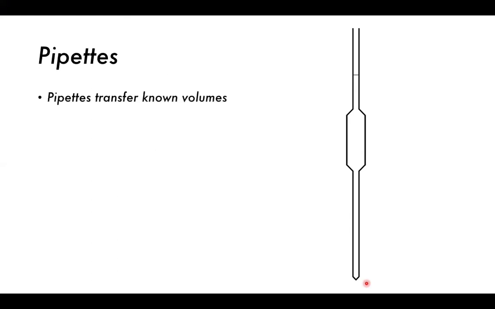A pipette then. Pipettes are used to transfer known volumes. A pipette such as the one here has a graduation mark, or a calibration mark, and so the volume is known specifically for this. So it is a known volume. You cannot really accurately measure out volumes of different amounts. You would need different pipettes. But for a particular volume, say 20 milliliters, this would be a very accurate way of transferring.